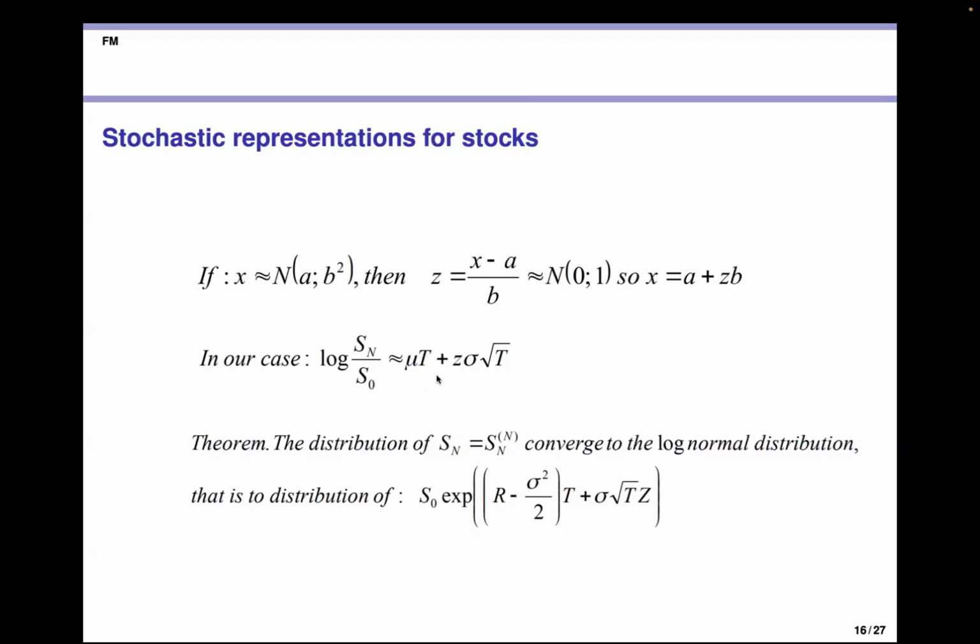So, we use this formula. X is the log of this ratio. A is mu t from previous slides, plus z, a standard normal variable, and b. So it is a plus z multiplied by b. And from this formula we can find this ratio.